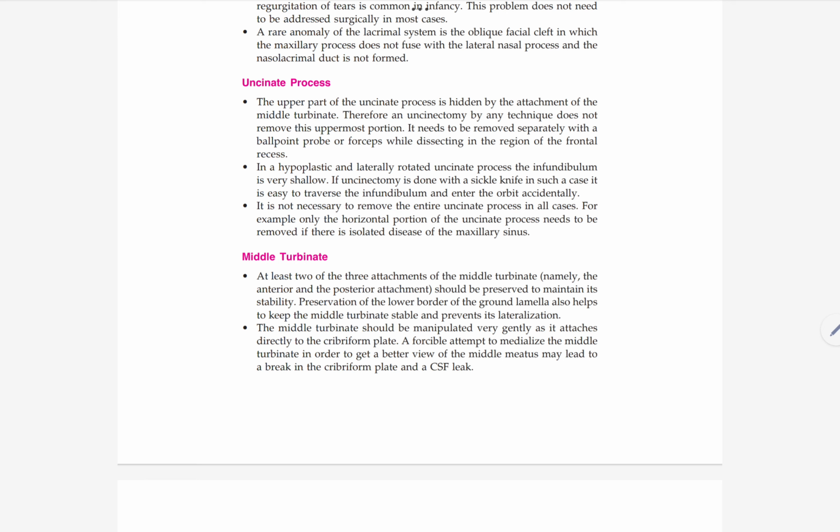At least two of three attachments of the middle turbinate, namely the anterior and posterior attachment, should be preserved to maintain its stability. Preservation of the lower border of the ground lamella also helps to keep the middle turbinate stable and prevents its lateralization. The middle turbinate should be manipulated very gently as it attaches directly to the cribriform plate. A forcible attempt to medialize the middle turbinate in order to get a better view of the middle meatus may lead to a break in the cribriform plate and a CSF leak.